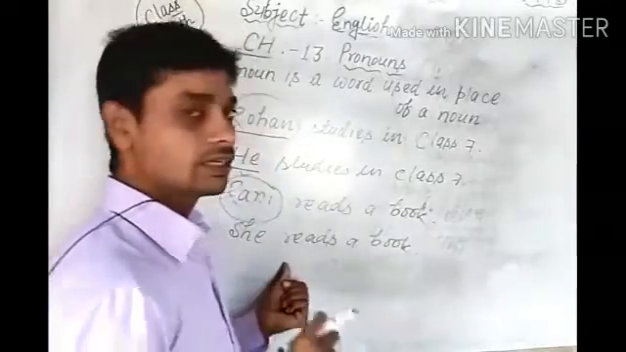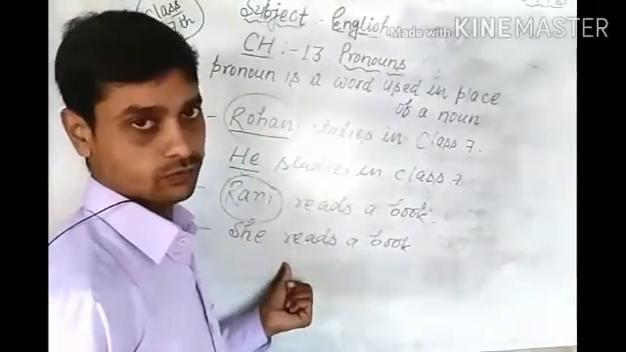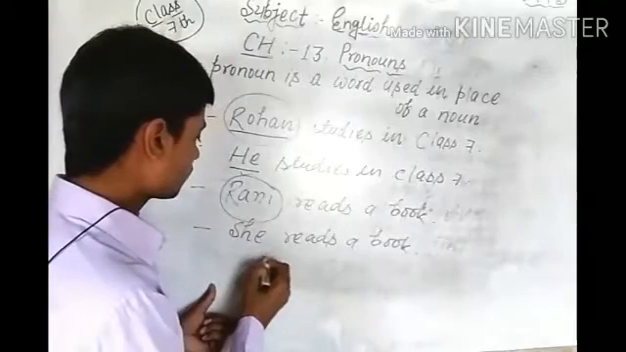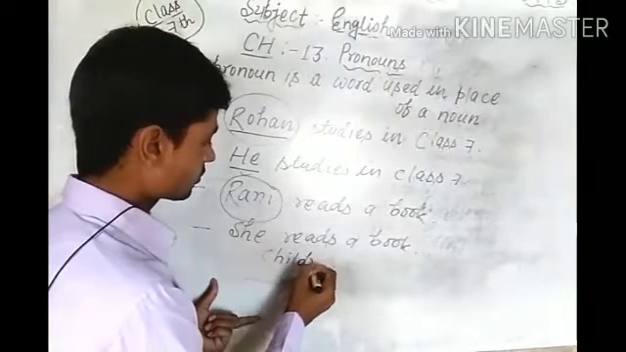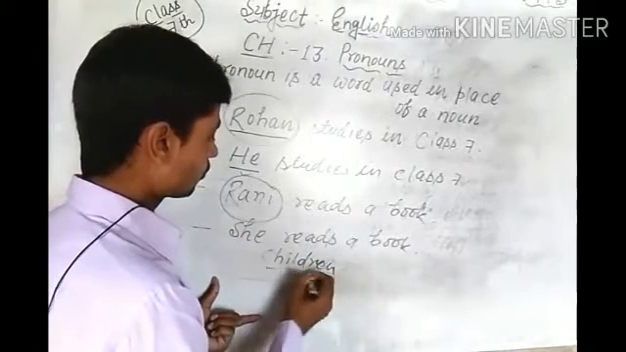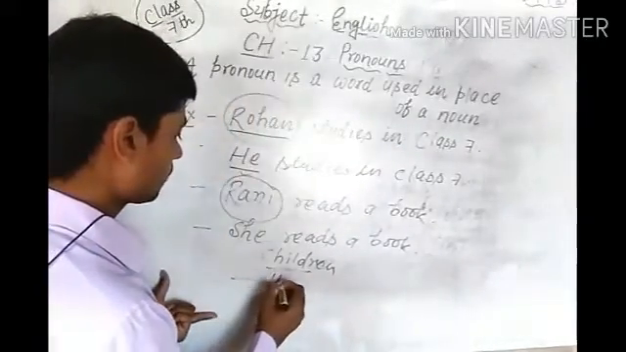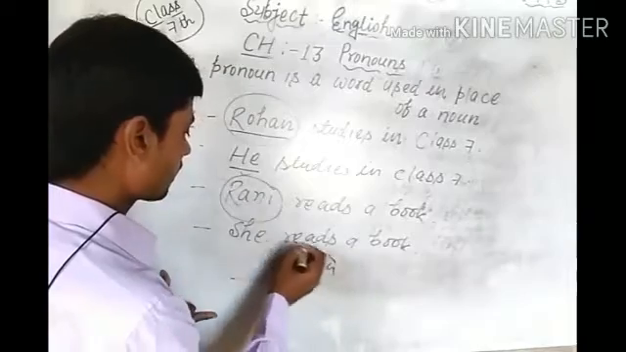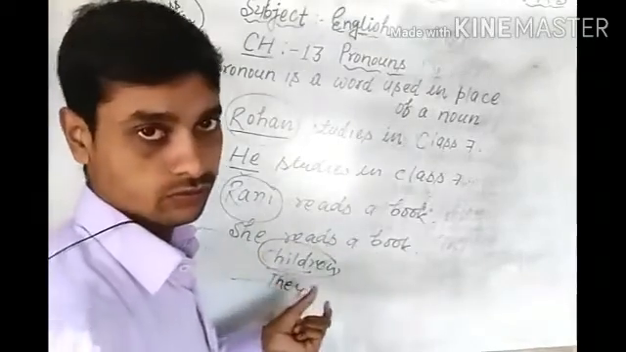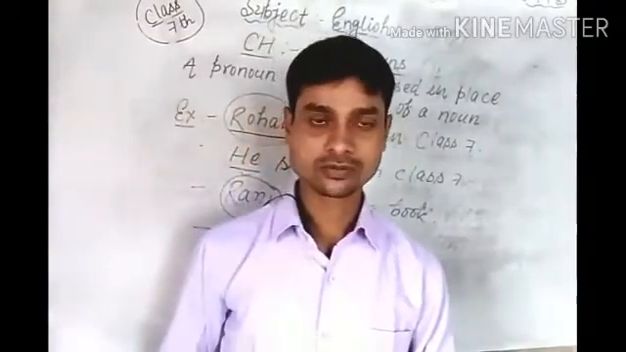Okay students, we can understand with another example. Suppose that children are going to a school. In that sentence, what is the noun? Children. In the place of children, we can also use "they", because children is a plural word. Okay students, it is clear what a pronoun is.